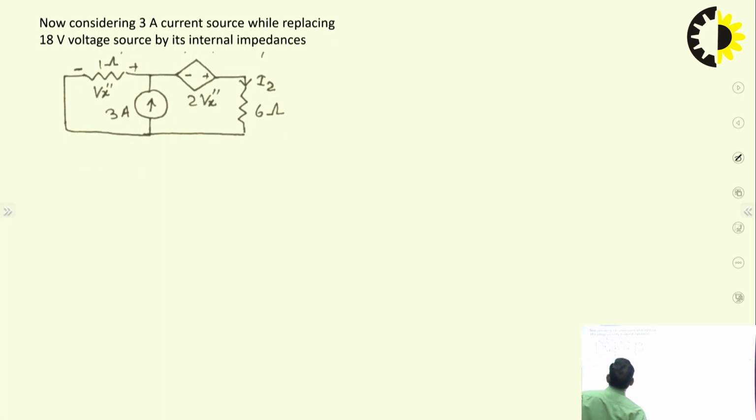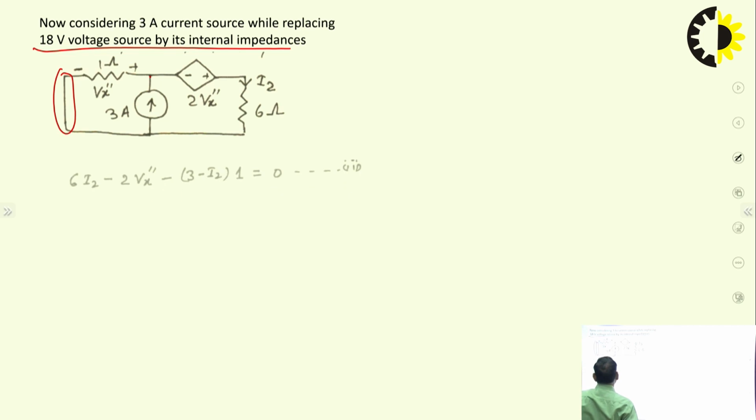Now consider the 3 ampere current source while replacing the 18 volt voltage source by its internal impedance. It is ideal in nature, so it is a zero resistance wire. Now look here. This 3 ampere current is approaching this node. Suppose I2 is flowing through the 6 ohm resistor, so 3 minus I2 will flow through the 1 ohm resistor. Then apply Kirchhoff's voltage law.